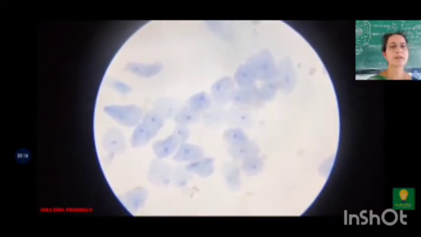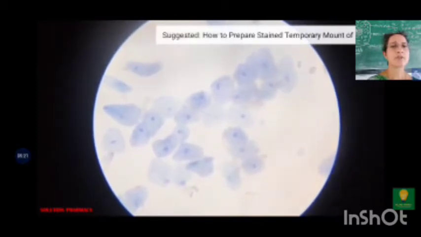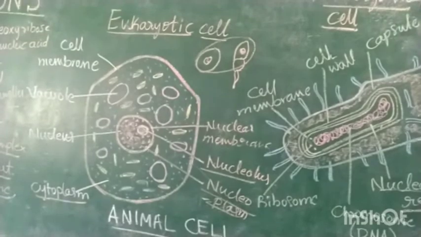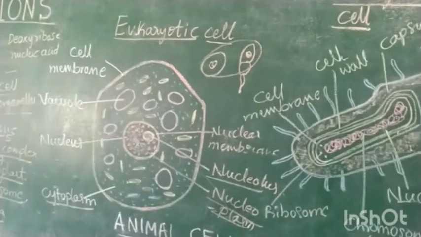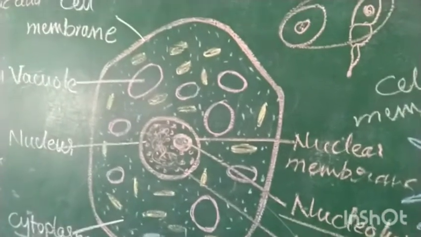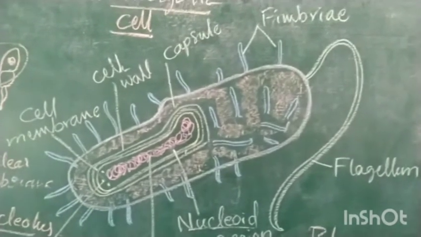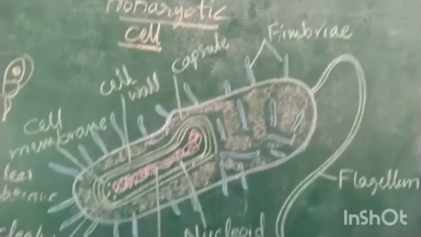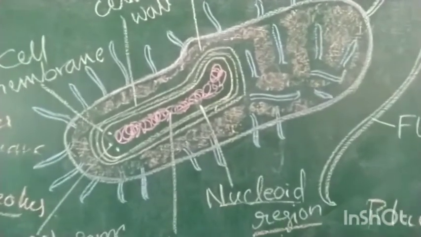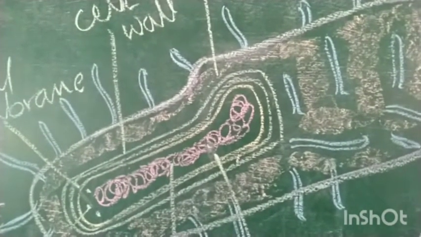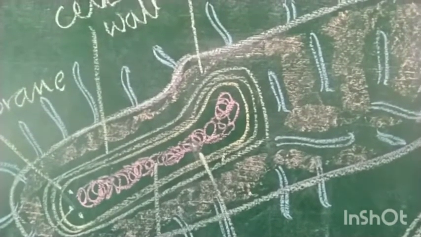You can see the triangular or polygonal shaped squamous epithelial cells which are there inside the cheek cells of human beings. Here the animal cell is considered a eukaryotic cell as it has a definite nucleus bounded by the nuclear membrane, whereas here you are looking at a bacterial cell, which is considered a prokaryotic cell, where you have a nucleoid region, and the nuclear region is not bounded by a definite nuclear membrane.